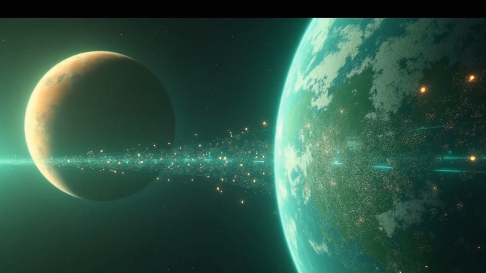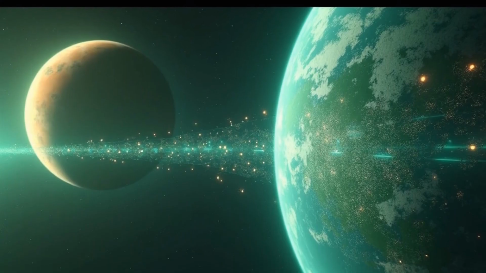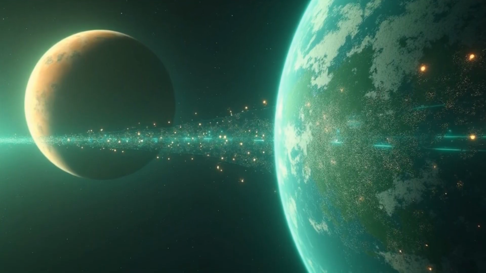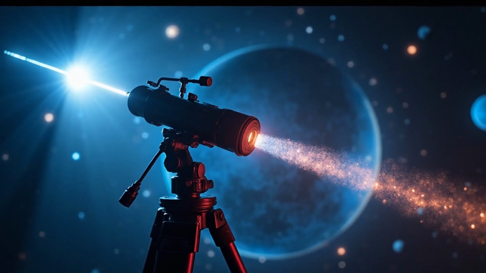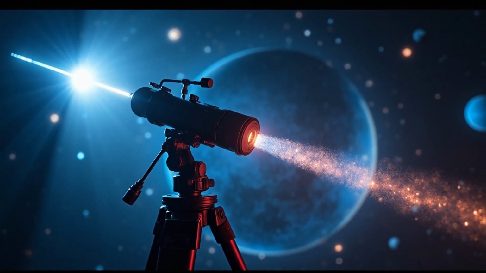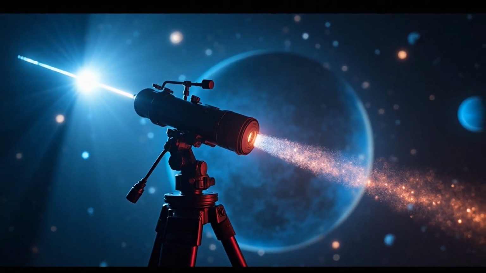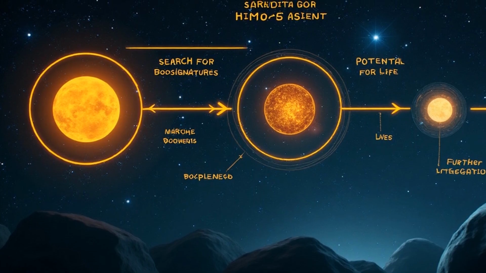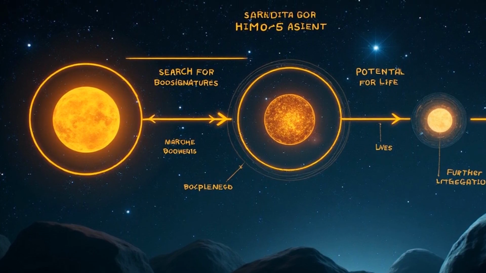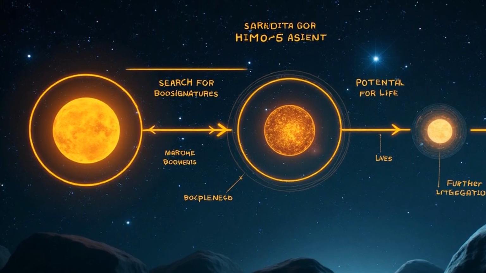The presence of biosignature gases can suggest the potential for life on an exoplanet. Advanced telescopes and spectroscopic analysis are used to identify these biosignature gases. The search for biosignatures is a key step in determining the habitability of exoplanets.